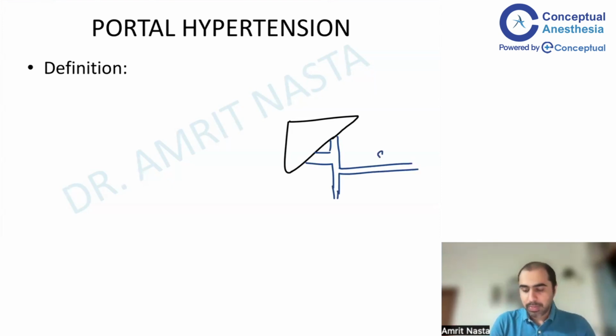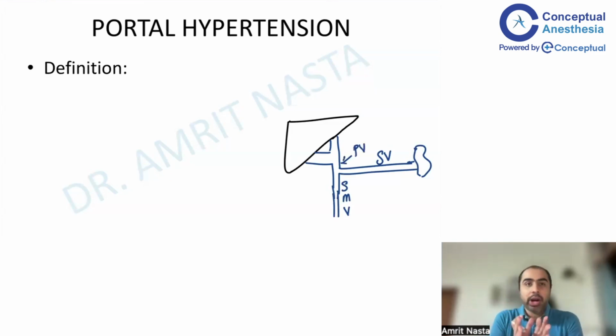This portal vein is formed by two main veins. There is the splenic vein, which is coming from the spleen, and the superior mesenteric vein, which is coming from the intestines. These two veins come together and form the main portal vein. And whenever any vein or artery enters the liver, it splits into two branches. So the portal vein will split into left and right branches. They will enter the liver, split into multiple branches and give 60 to 70% of the blood supply of the liver.